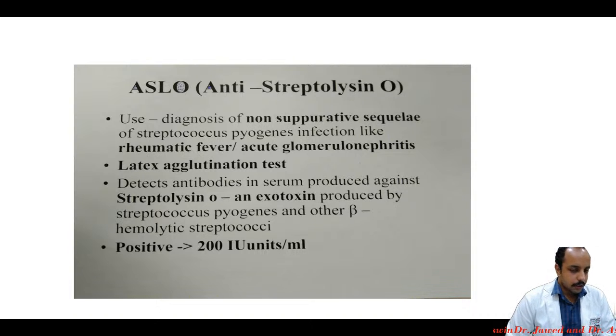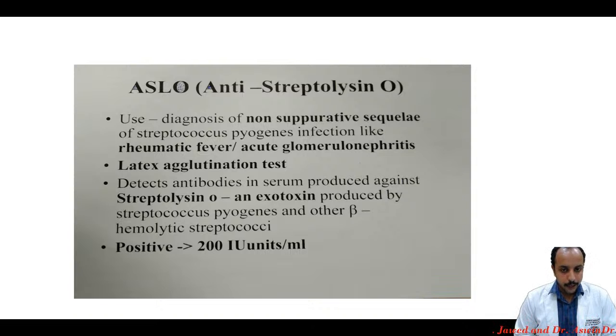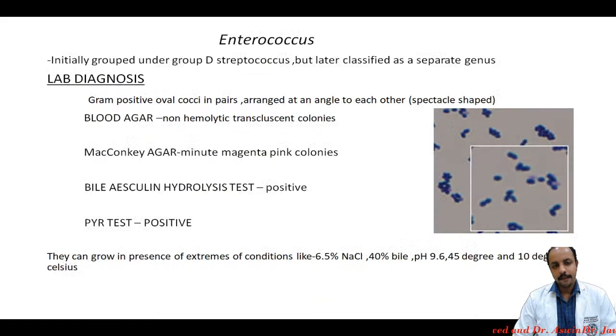Now, Streptococcus produces a toxin known as streptolysin O. It is an exotoxin. We can employ a latex agglutination test to detect the antibodies in the serum which are produced against this streptolysin O. Hence, it can be used in the diagnosis of non-suppurative sequelae of Streptococcus pyogenes infections like rheumatic fever and acute glomerulonephritis. A positive test is indicated when the value is more than 200 international units per ml.